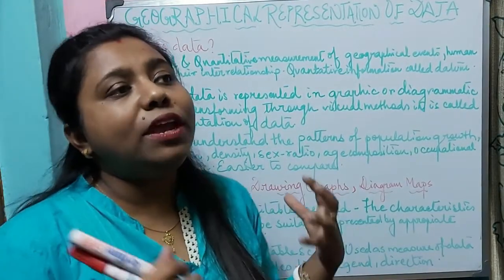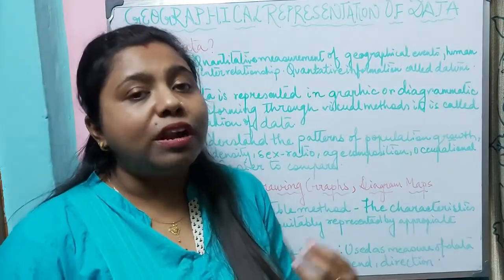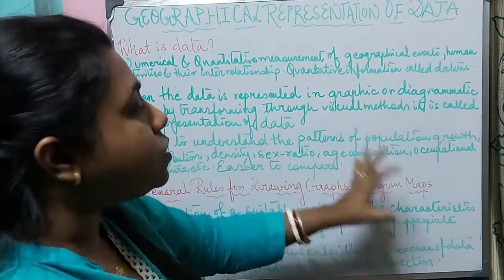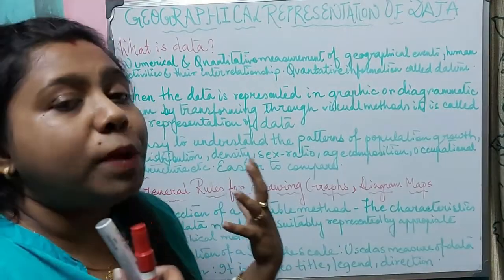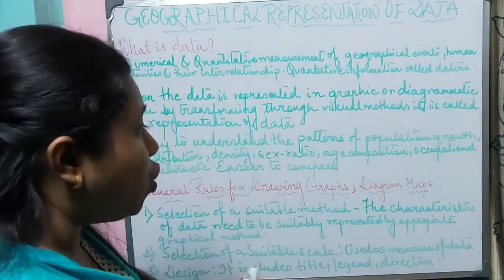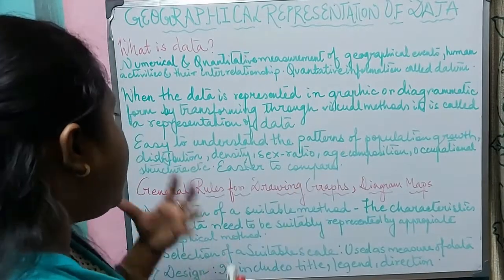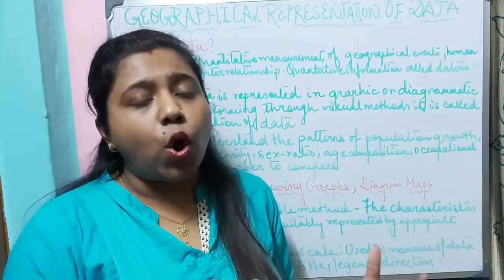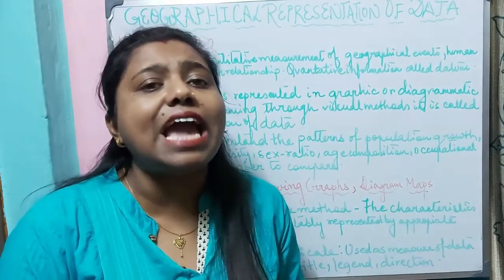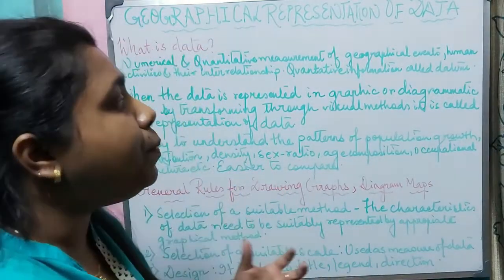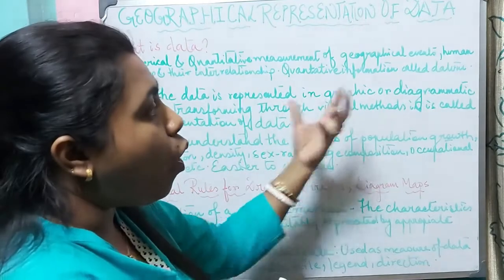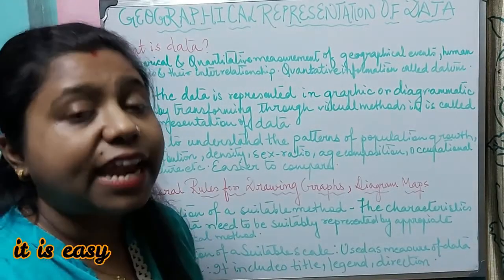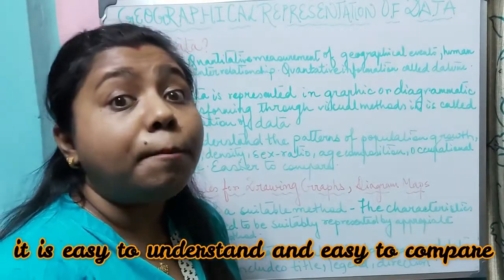Now why do we represent data through graphs or maps? Because it is easy to understand the patterns of population growth, occupational structure, sex ratio, age composition, and other distributions like climatic patterns, rainfall, temperature. All can be easily understood by the representation of data graphically or diagrammatically. So we can say that it is easy to understand and also easy to compare.